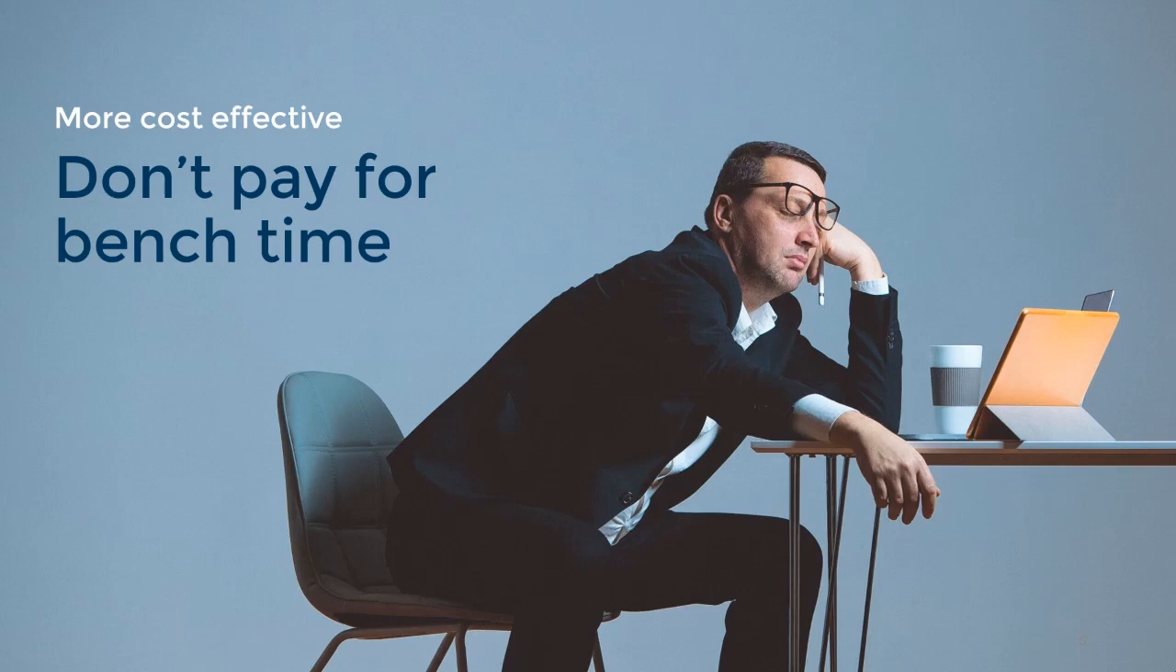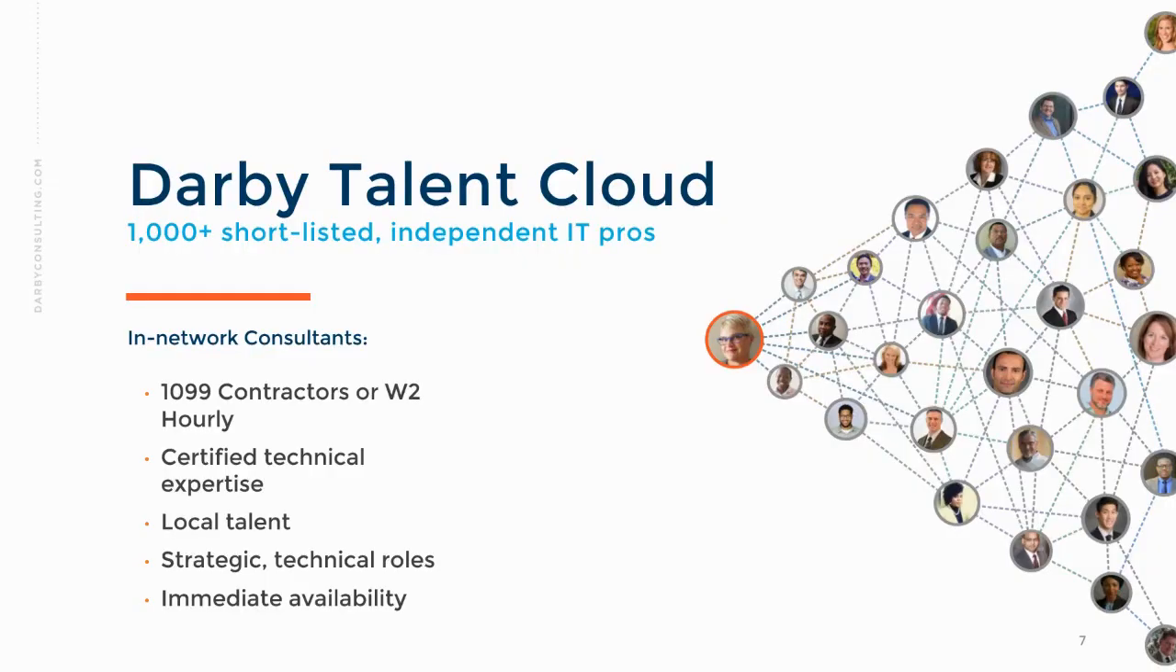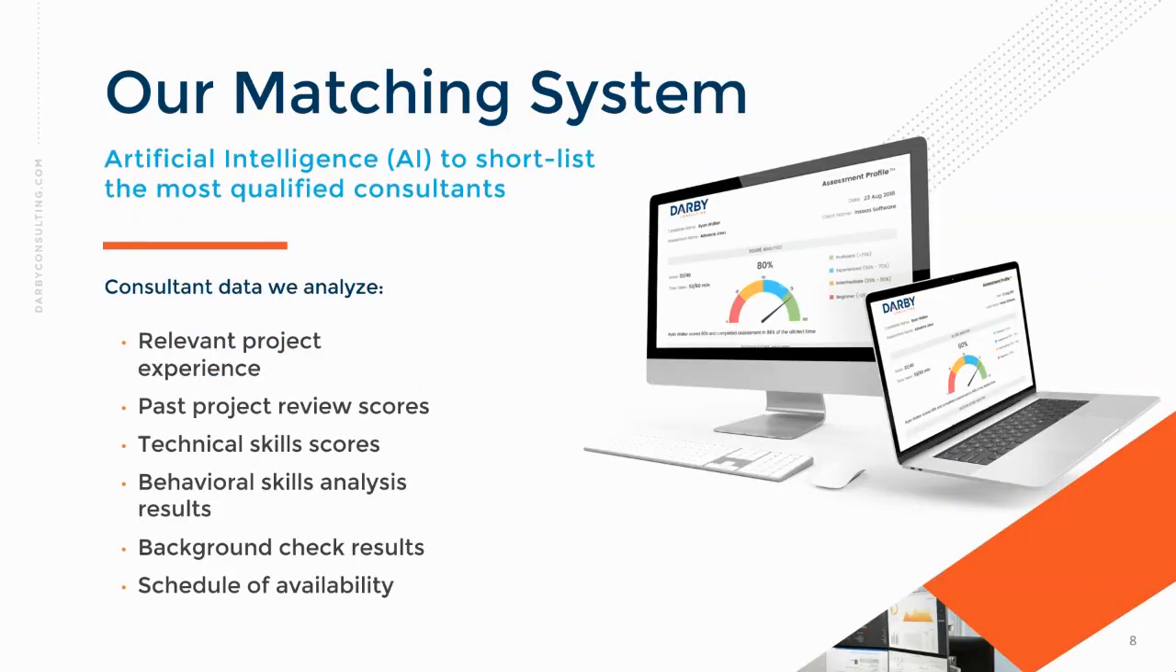One of the things about Darby Consulting is that you don't have to pay for bench time, because we don't have consultants that just sit the bench. We have a network of consultants. And by leveraging a network of consultants, we're paying only for the consultants' time when they're working on projects. That allows us to cut our cost by 20 to 40% and pass those cost savings onto our client. We leverage a talent cloud that has a network of over 1,000 shortlisted consultants that work with us either on a 1099 or W-2 hourly basis so that they can receive benefits. We have a matching system.